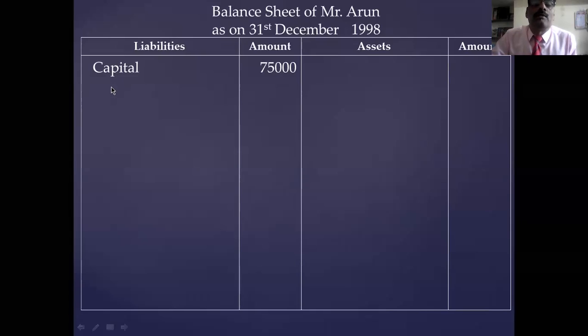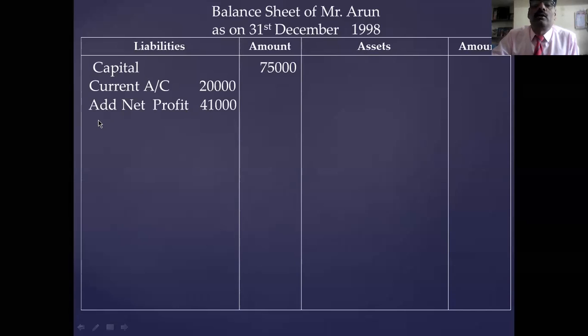Current account is given in the problem. So current account is 20,000. You make adjustment in the current account. Add net profit 41,000. Then deduct the drawing. There are two drawings, one is cash book, another is bank. So total drawing is 24,000. You deduct 24,000. Balance of current account is 37,000.